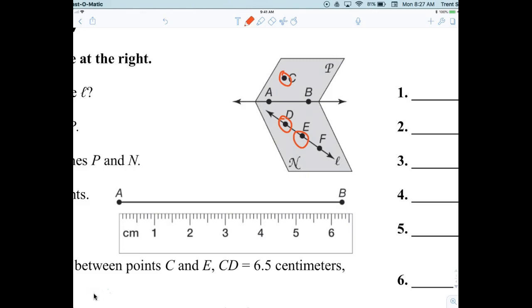Or actually, you could even say D, E, and F. They're in the same plane, but they're on the same line. So there's not one plane that goes through those 3 points. Does everybody hear me on that? That's kind of a tricky question. DEF, although they are in plane N, they're also in what? A lot of planes. Does everybody agree with that? All right, I think that answered that question.